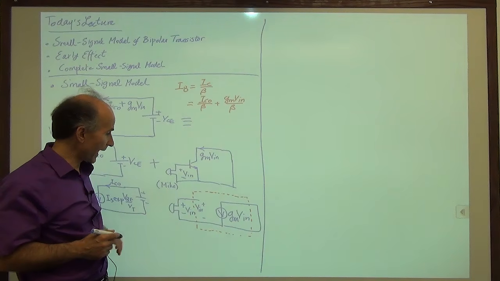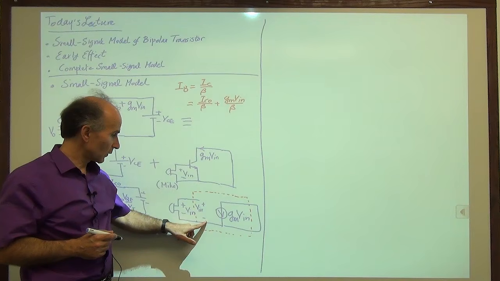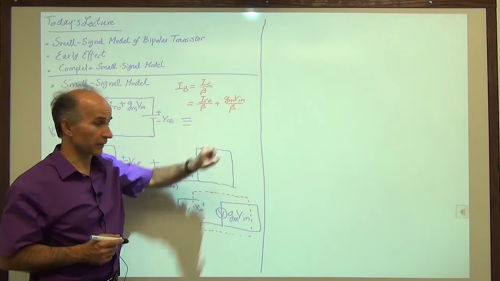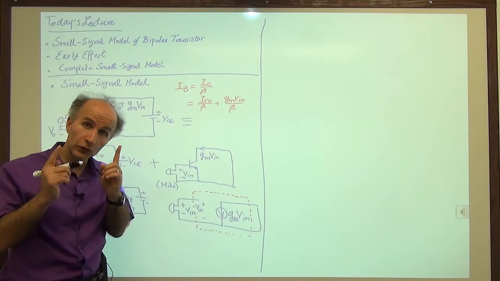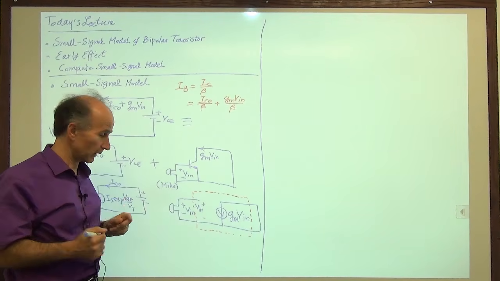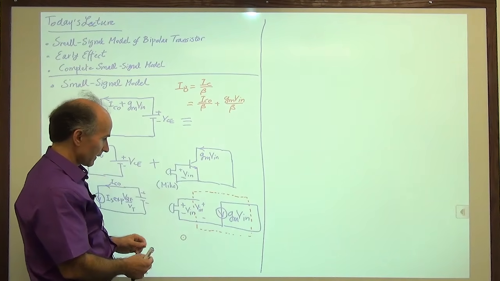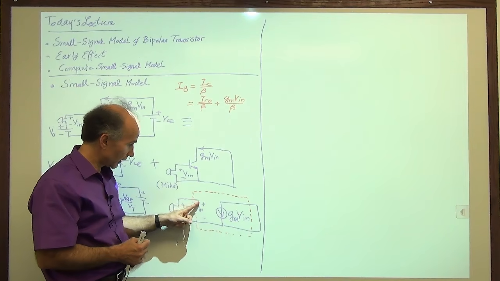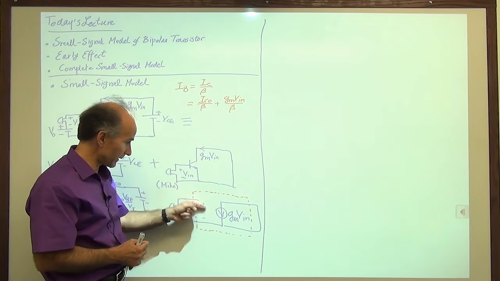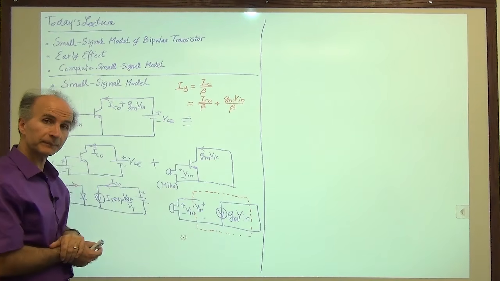So what do I add between this point and this point so that it draws this much current? So we're looking for some sort of device, hopefully a two-terminal device. Right? I'm looking for a two-terminal device to connect between these two points such that when this voltage is V in, the base current flowing through this is GMV in over beta.